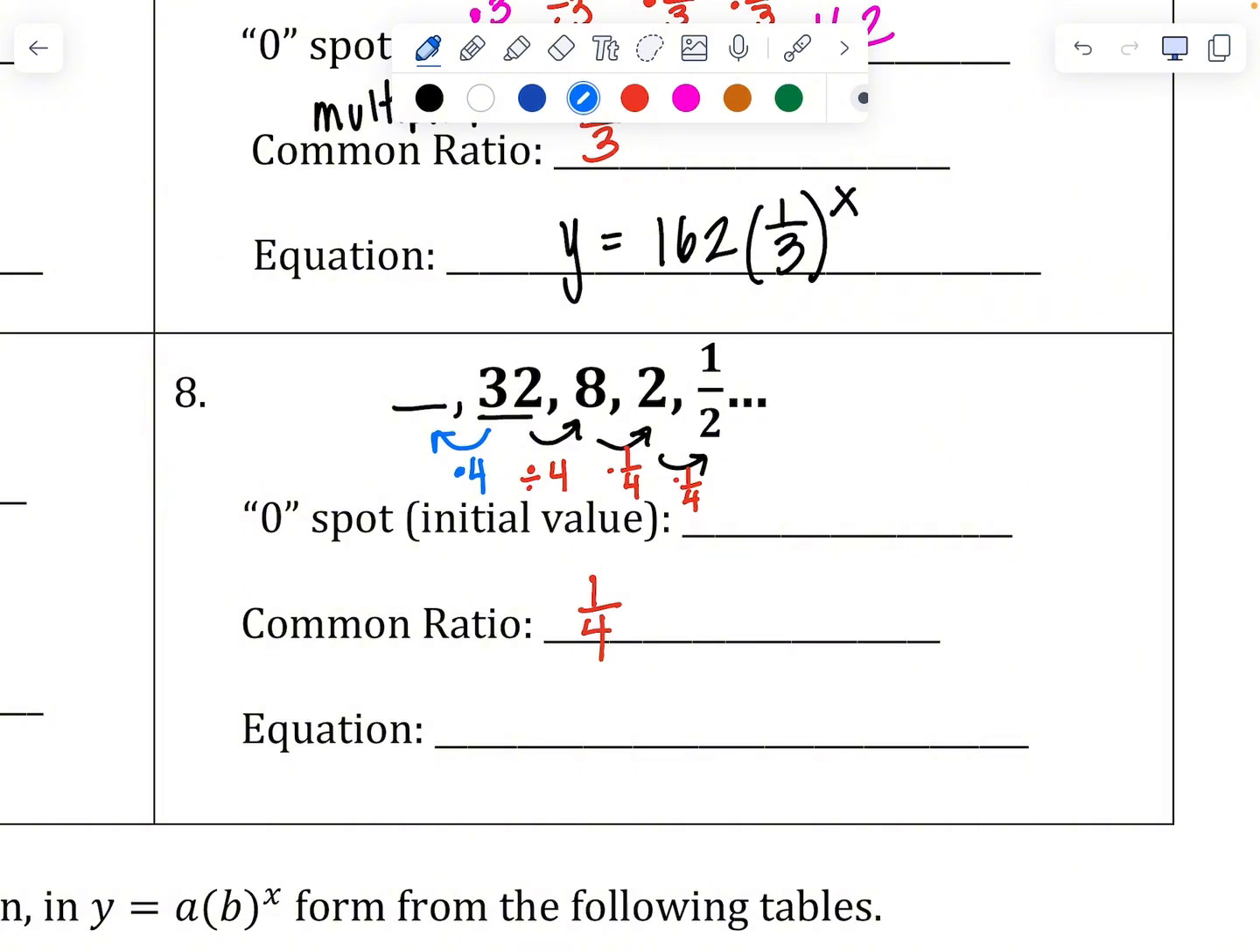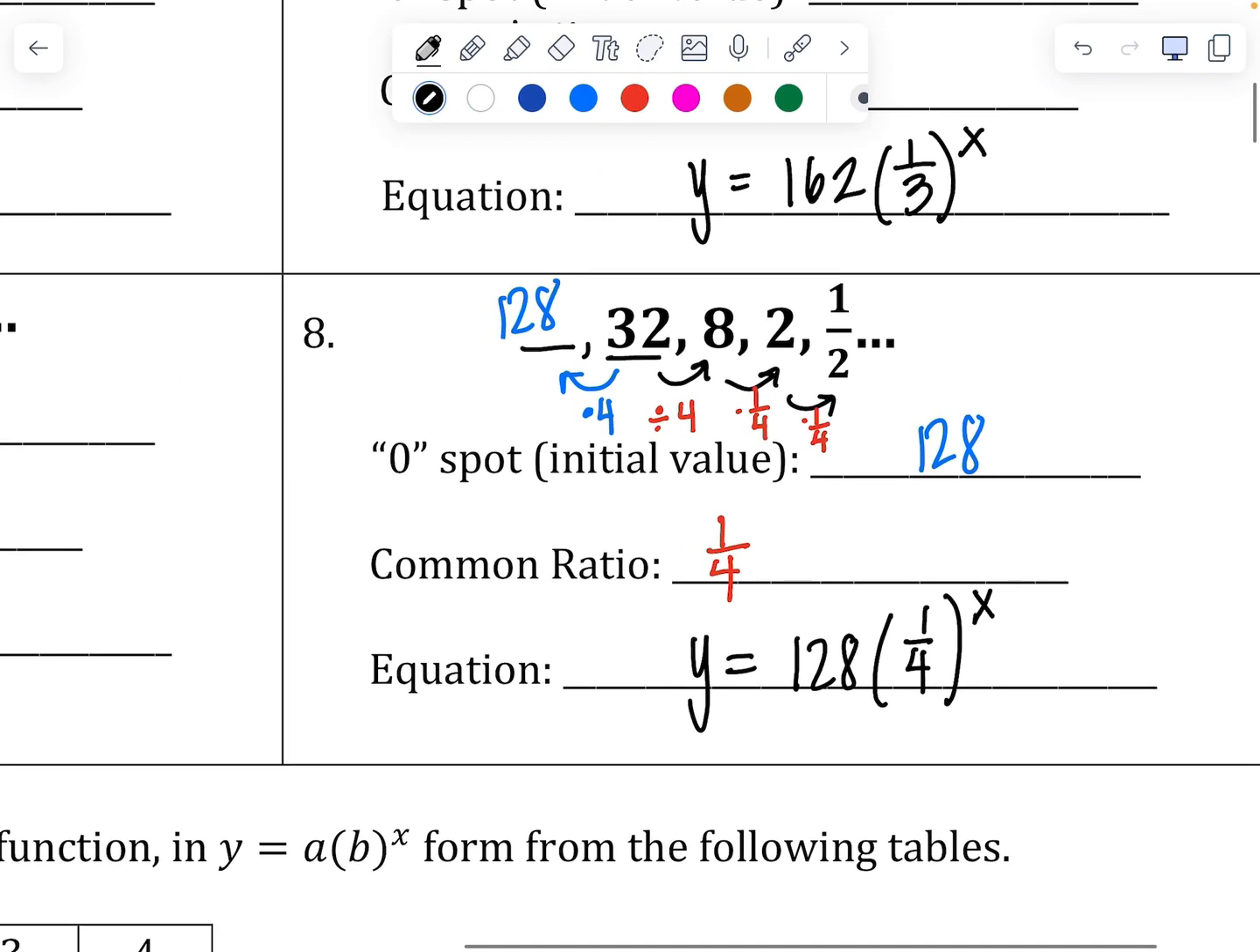32 times 4 makes 128. So what's my equation then? Y equals 128 to the power of x. Okay?